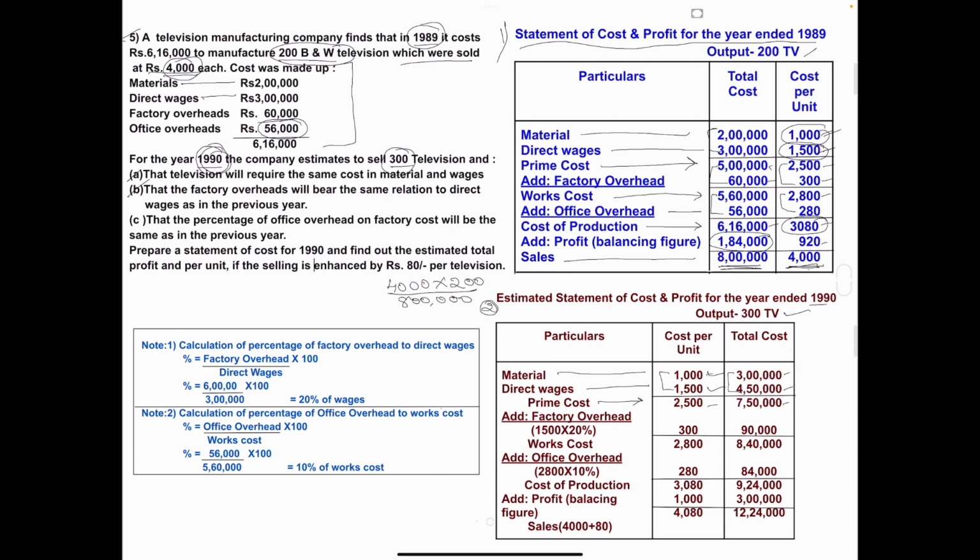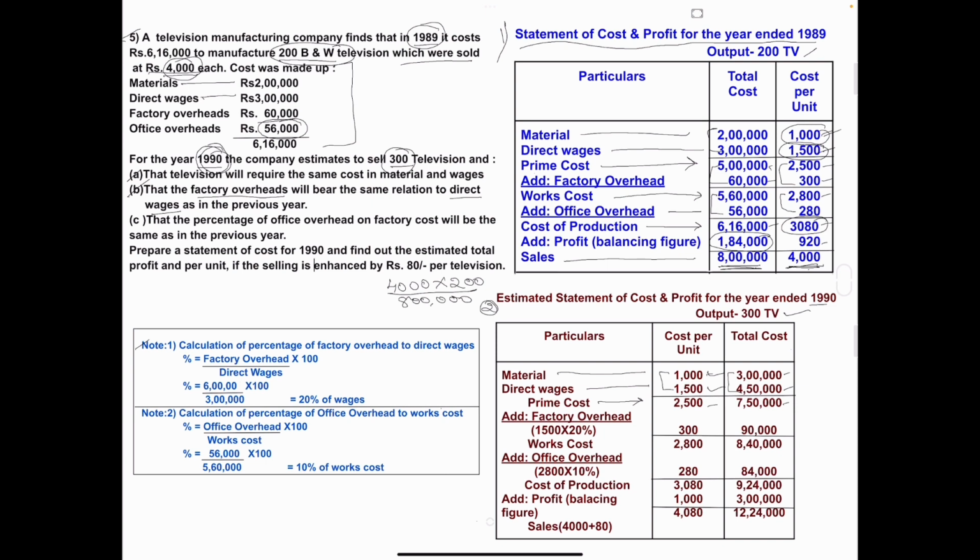That the factory overhead will bear the same relation to direct wages as in the previous year. So this factory overhead is related to direct wages. For that we have to prepare a note. Note number 1, I have written here in this box: calculation of percentage of factory overhead to direct wages. And the formula is percentage equal to factory overhead divided by direct wages into 100. So after writing the formula, we have to put the amount.